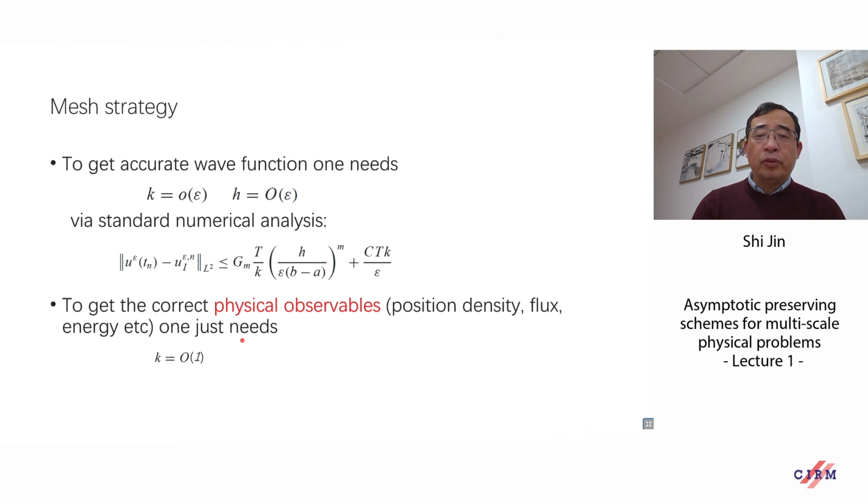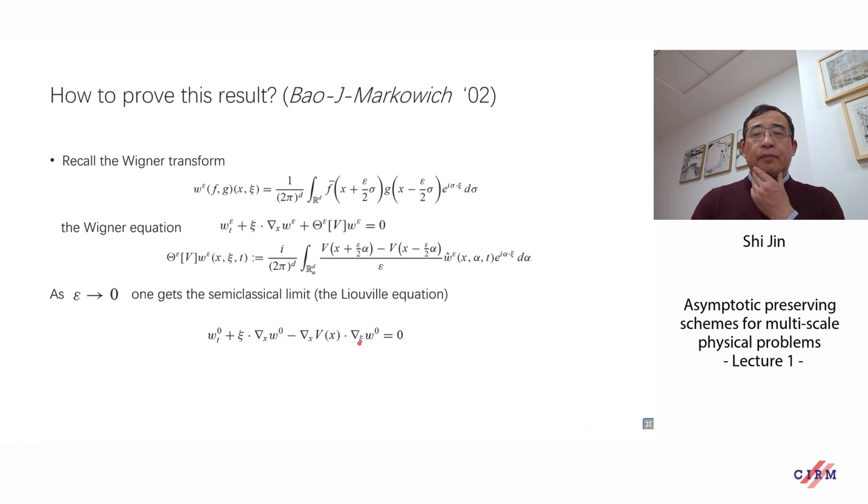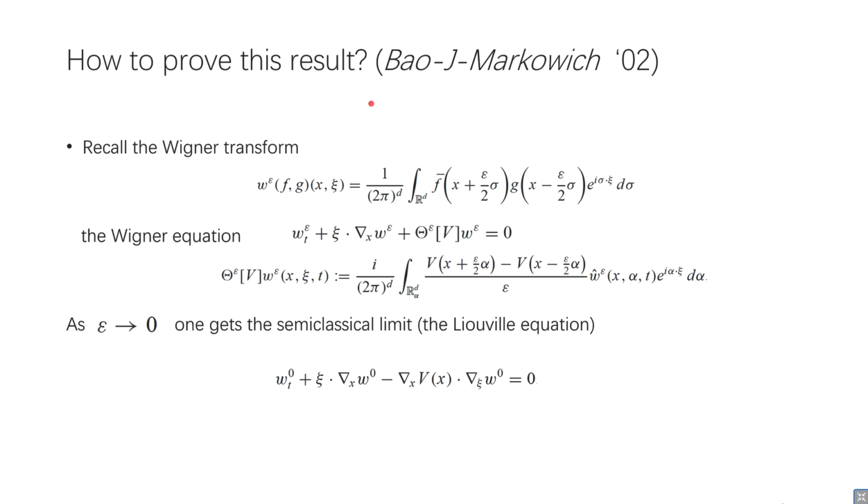However, we can actually prove that if you just want physical observables, which means not the wave function but the position density, flux, energy, and so on, then for this time splitting spectral method you only need the time step to be order 1. So you can take the time step to be independent of epsilon.